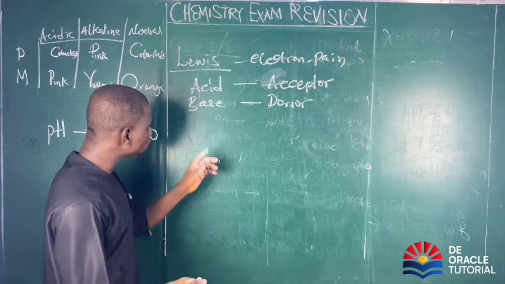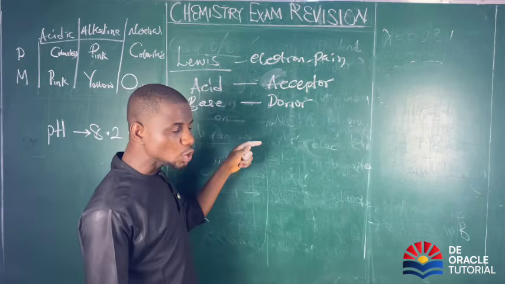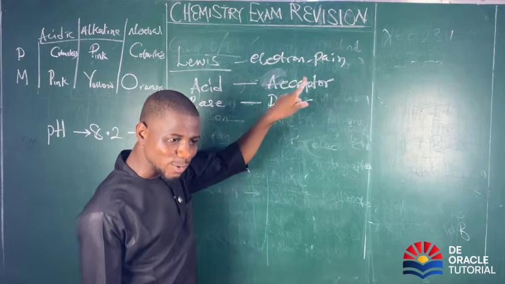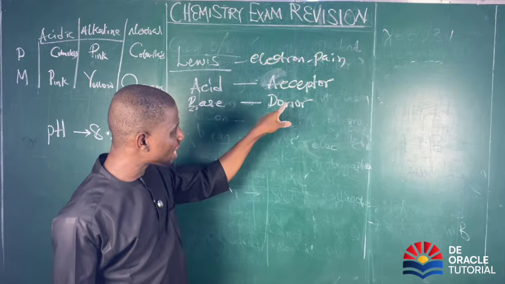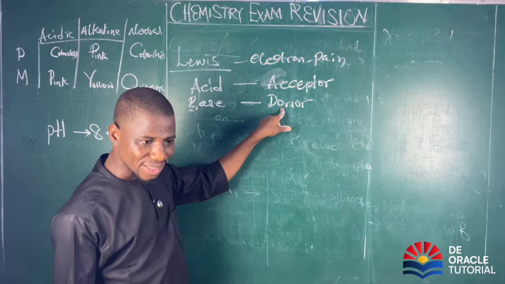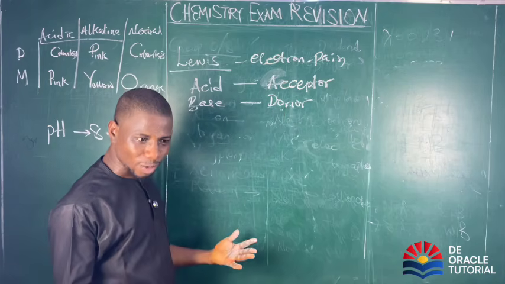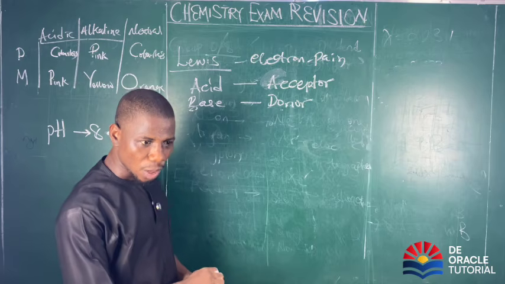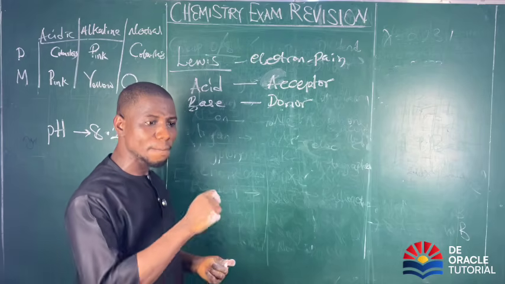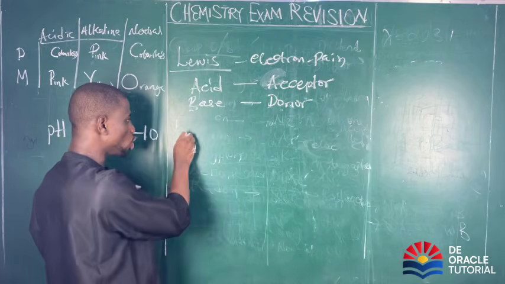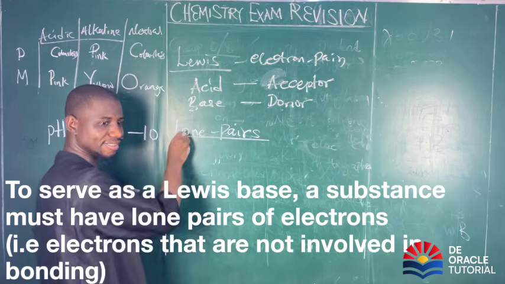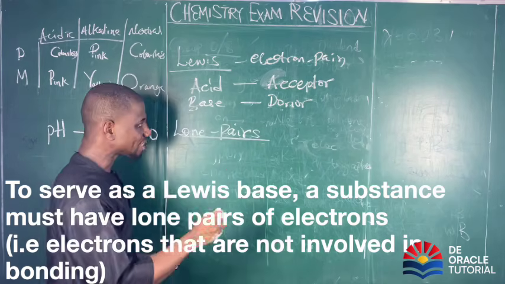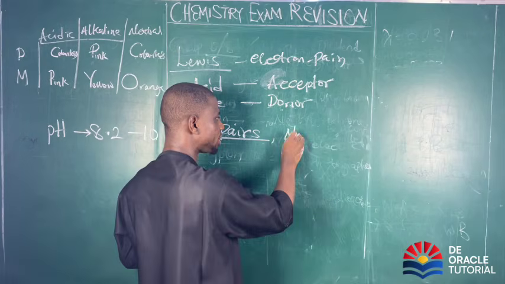Now, if you must be a Lewis base, you must have an electron pair that you can donate. You can only donate something you are not using or when it is in excess. Most molecules that have lone pairs of electrons usually serve as Lewis bases. For example, NH3, ammonia.